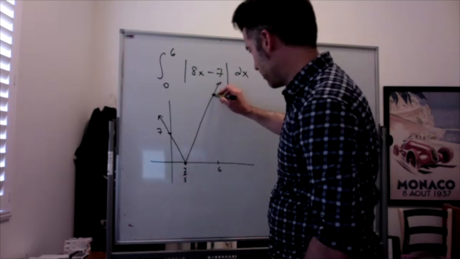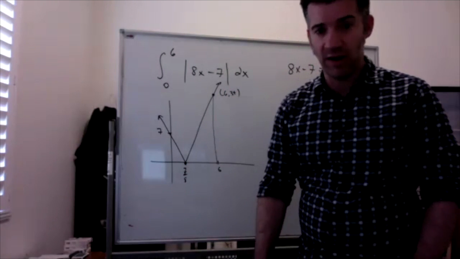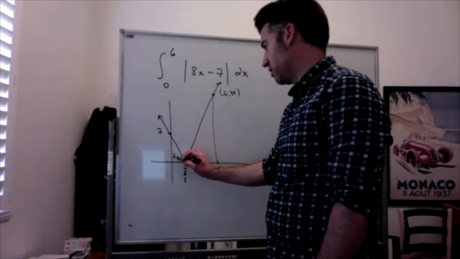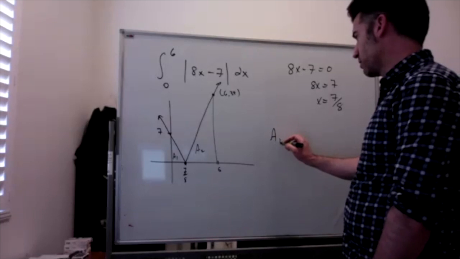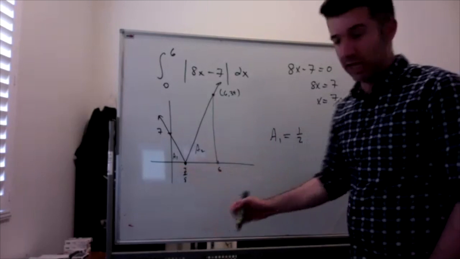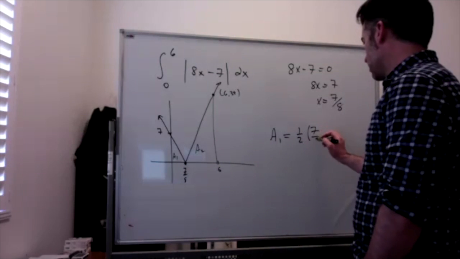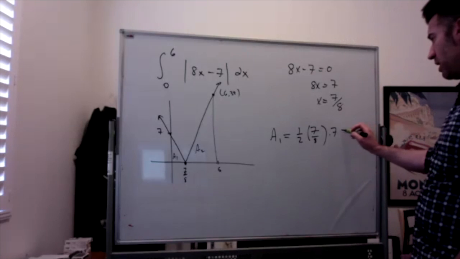Well, look, I've got a couple triangles. We can find their areas. Let's say this is A1, let's say this is A2. So the first triangle, the area is 1/2 the base, which is 7/8, times the height, which is 7. And that's going to be 49/16.